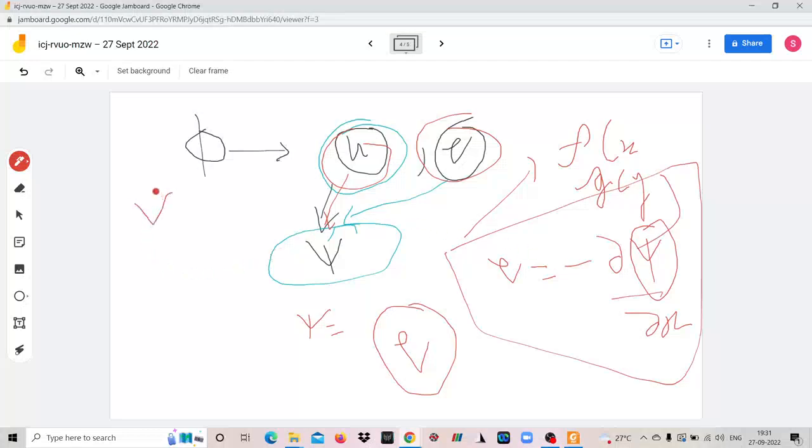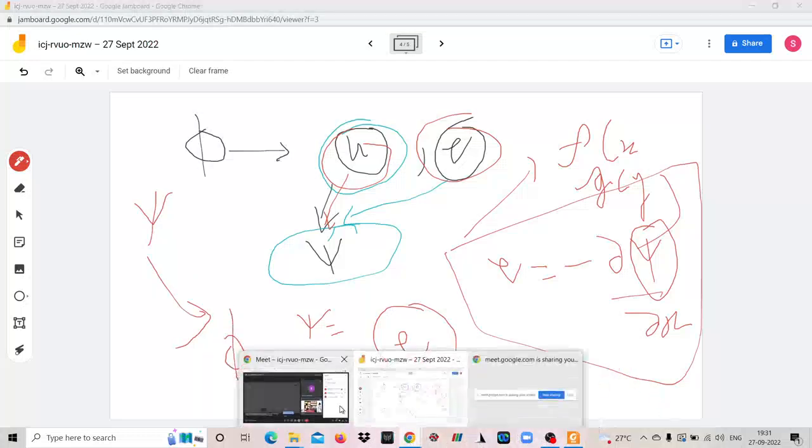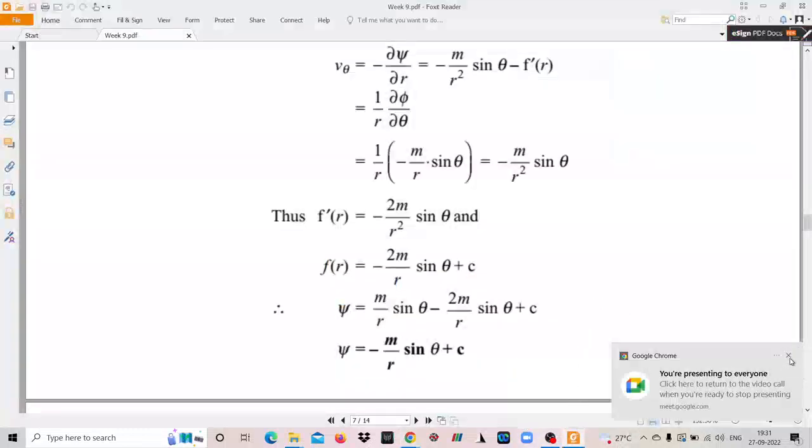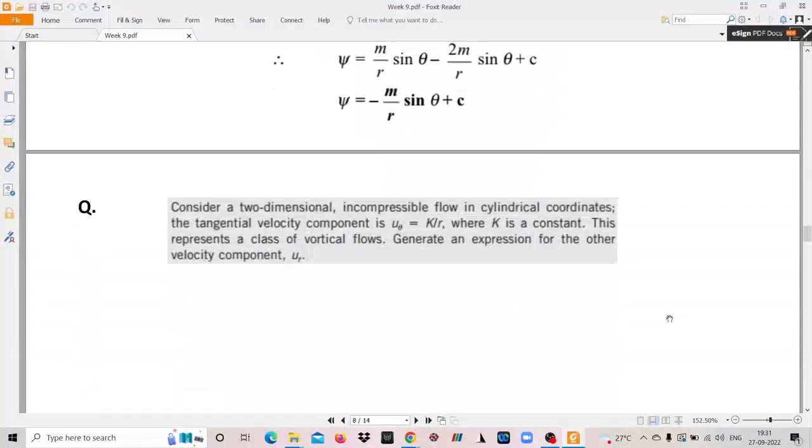Similarly, if the value of psi is given, you have to follow a similar procedure to obtain the value of phi. So this is the problem. Now let's move to the next problem.